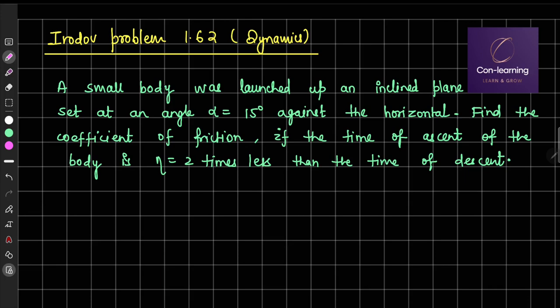Hello everyone. In this video we are going to solve problem number 1.62 from Irodov, and that is related to dynamics. So let us first understand the problem and then we will solve it step by step. A small body is launched up an inclined plane which is making an angle of 15 degrees with the horizontal.